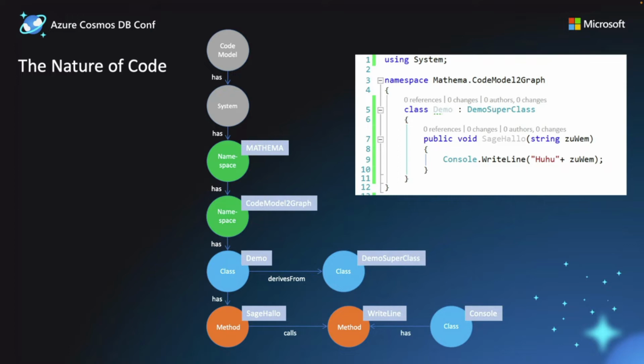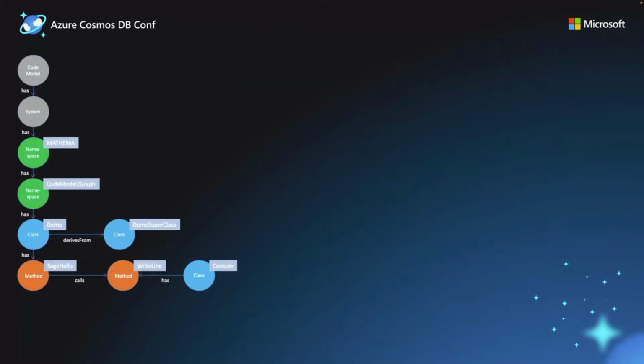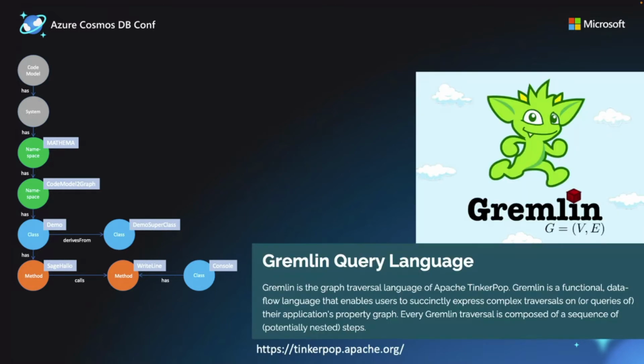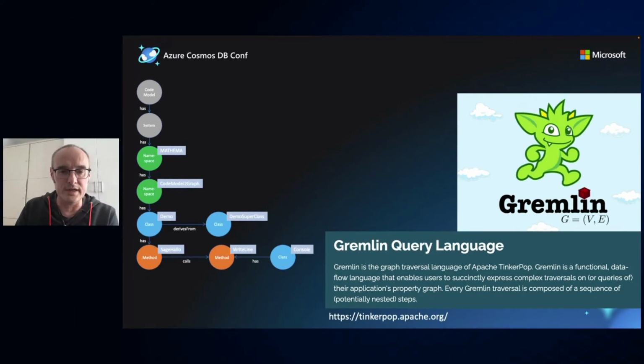But if we have this model, how do we bring that into a graph database? As I mentioned before, we can take a look at Gremlin as query language to persist and to query our code model into Cosmos DB. As mentioned, Cosmos DB is supporting Gremlin out of the box.